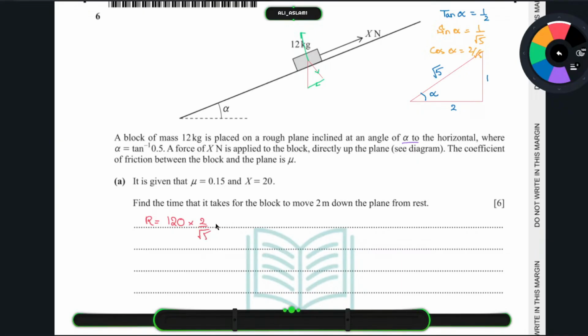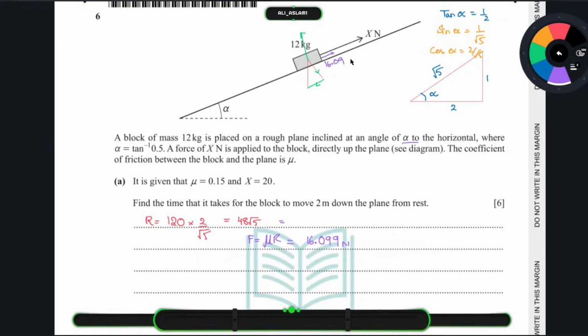So 120 into 2 by root 5, that's 48 root 5, and with that we can find 0.15 multiplied by this. So our frictional force acting on the block is, F is equal to mu R, and that is 16.099 newtons, which would be acting here, 16.09.